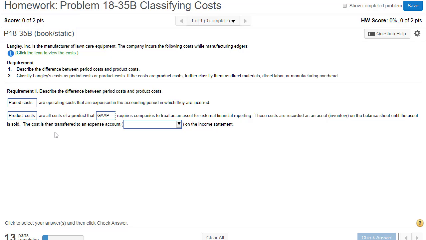So once it's sold, the cost is then transferred to an expense account. What's that expense account called on the income statement? You should know this by heart by now. Cost of goods sold. It can't be cost of goods manufactured, because once it's sold, it's the cost of the goods sold.